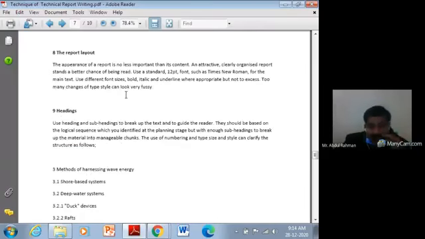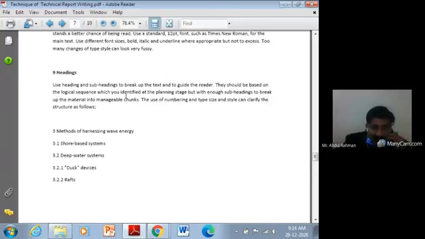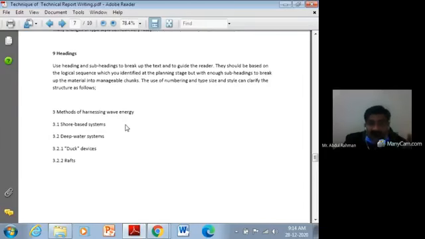Then we have headings. Use headings and subheadings to break up the text and to guide the reader. They should be based on the logical sequence which you identified at the planning stage, but with enough subheadings to break up the material into manageable chunks. The use of numbering and the type size and style can clarify the structure as follows. So this is an example: methods of harnessing wave energy. One, shore-based system, deep water system, duct device, rafts, etc. This is the type of headings.